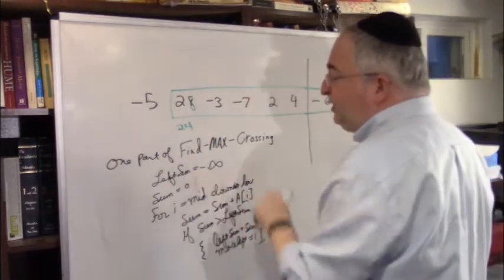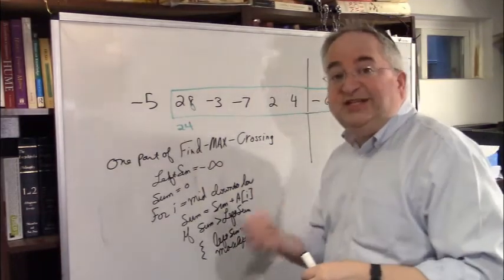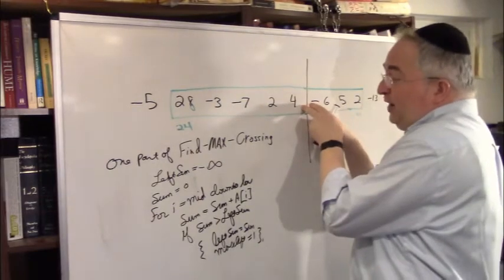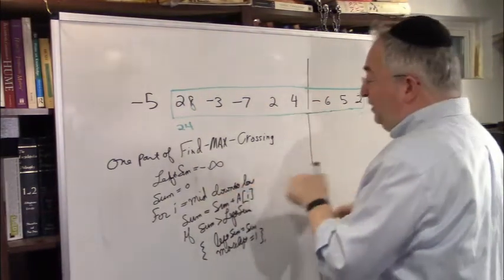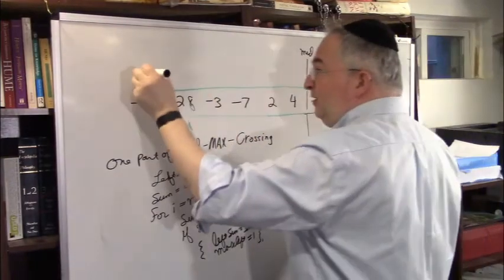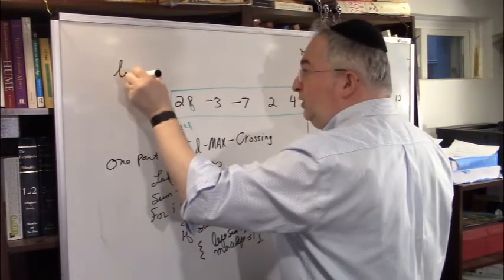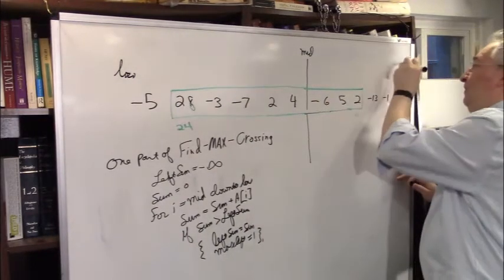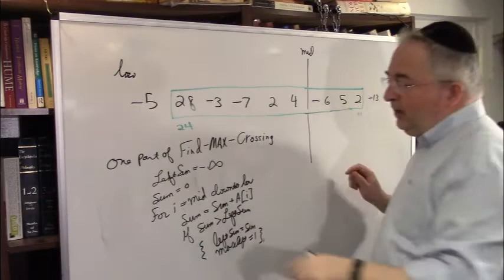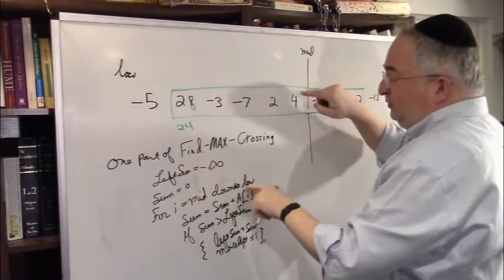So left sum starts as negative infinity. That means we're going to take the first example. Sum is equal to 0. That means when we start here, we count to 0. For i is equal to mid. This is mid. And this is down here. This is low. Obviously, this is high. Okay, so the midpoint, the high point, the low point.